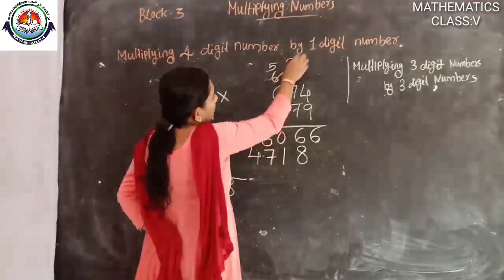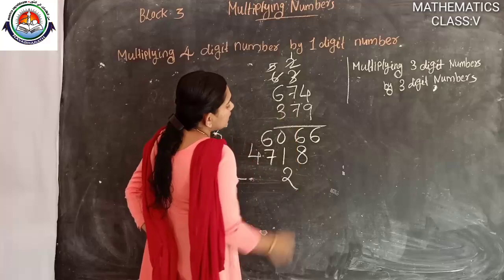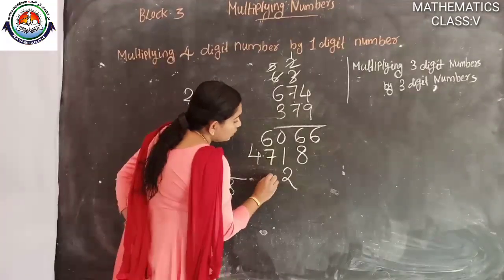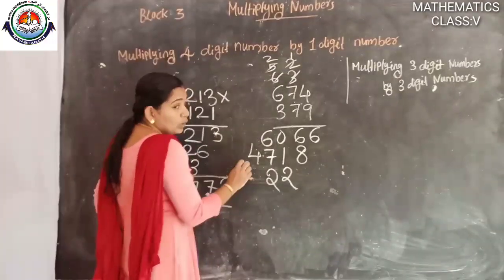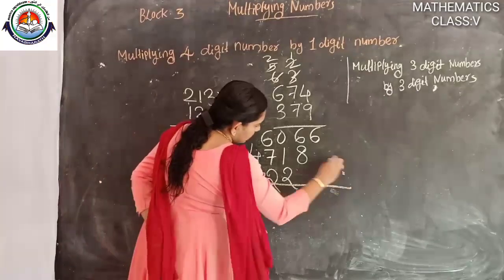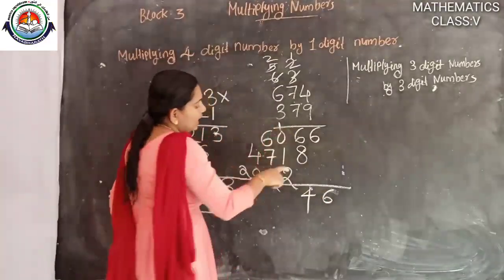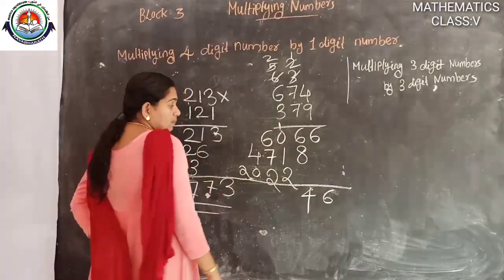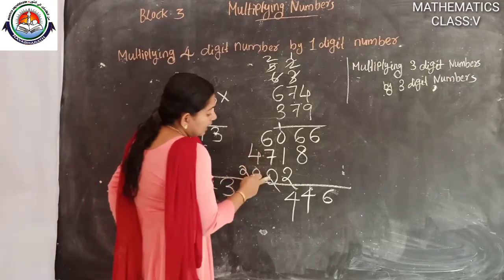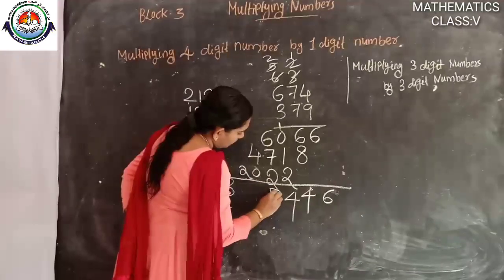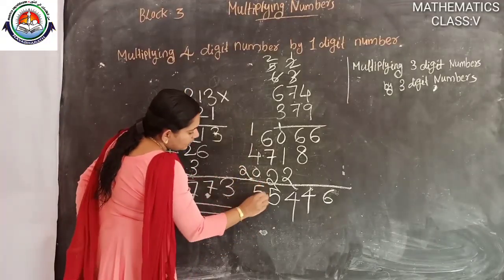Okay. Then 3 into 4, 12. 3 into 7, 21. 20 plus 1, 22. 2 as a carry. 3 into 6, 18. 18 plus 2, 20. 6. 6 plus 8, 14. 1 as a carry. 2 plus 1, 3. 3 plus 1, 4. 6 plus 7, 13. 13 plus 2, 15. 1. Then 4 plus 0, 4. Plus 1, 5. 2.